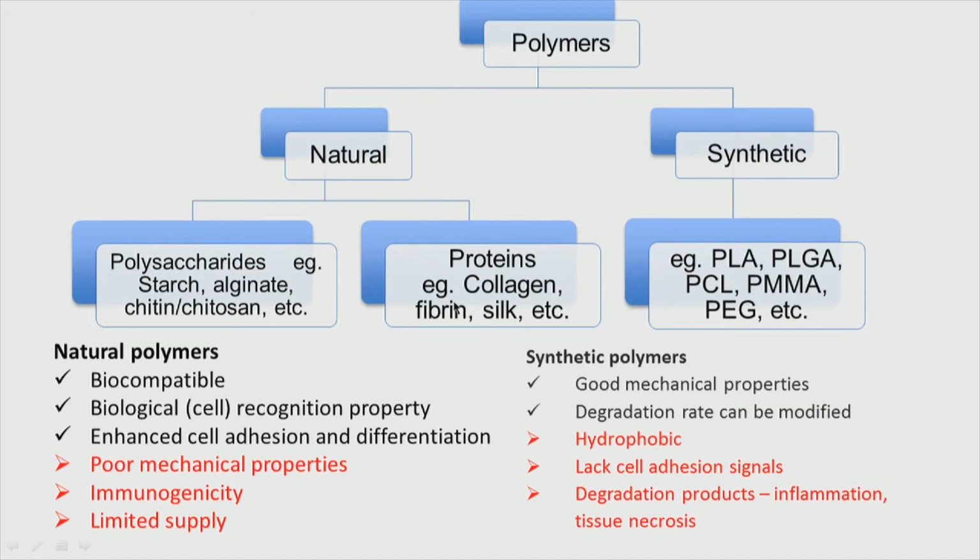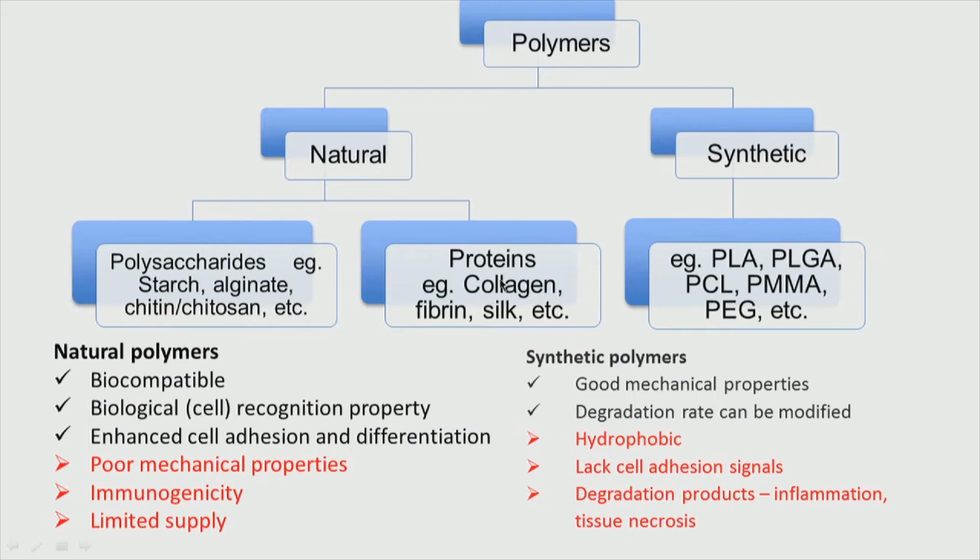And a lot of natural polymers are also used in biomaterial applications. For example, starch and cyclodextrin are used in drug delivery systems. Chitin and chitosan are used in ligaments. Polysaccharides are also used in drug delivery systems.